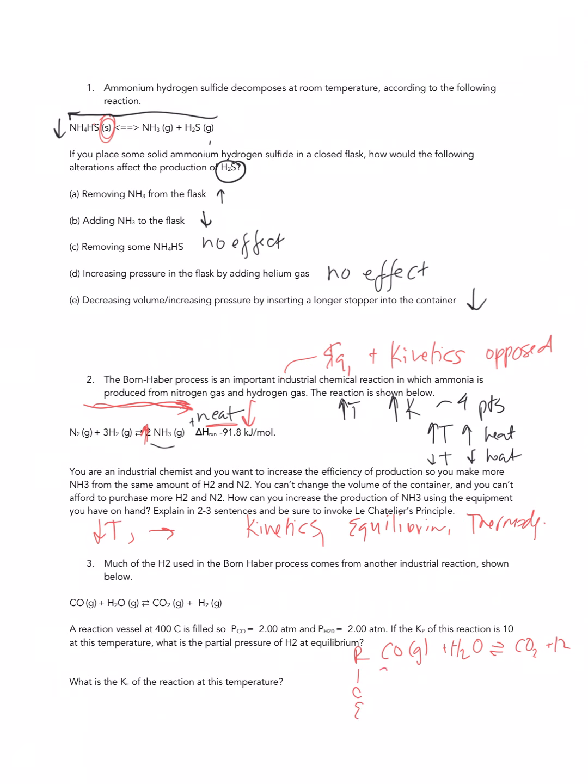So initially we have 2.00 ATM of CO and 2.00 ATM of H2O. We have no CO2 and no H2. So what we're going to do is take some amount X, subtract it from CO and H2O, and add it to produce CO2 and H2. So at equilibrium, our CO and our H2O are both 2 minus X, and our CO2 and our H2 are both X. So we're given here the Kp.